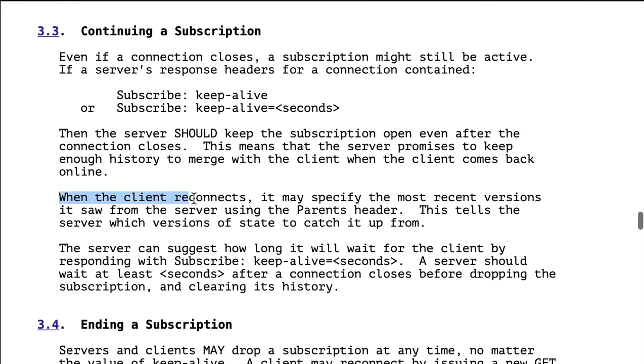Alrighty, so when the client reconnects, it may specify the most recent versions it saw from the server using the parents header. This tells the server which versions of state to catch it up from. The server can suggest how long it will wait for the client by responding with subscribe, keep-alive equals a value in seconds. A server should wait at least that many seconds after a connection closes before dropping the subscription and clearing its history.